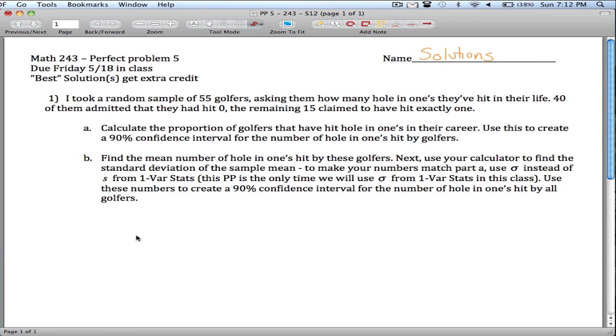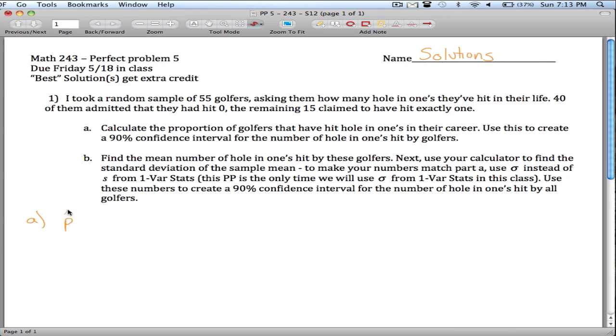All right, here are solutions to perfect problem 5 for Math 243. So we have a random sample, 55 golfers, 40 of them hit 0 holes in one, 15 of them hit exactly 1 hole in one. So in part A, calculate the proportion of golfers that have hit a hole in one.